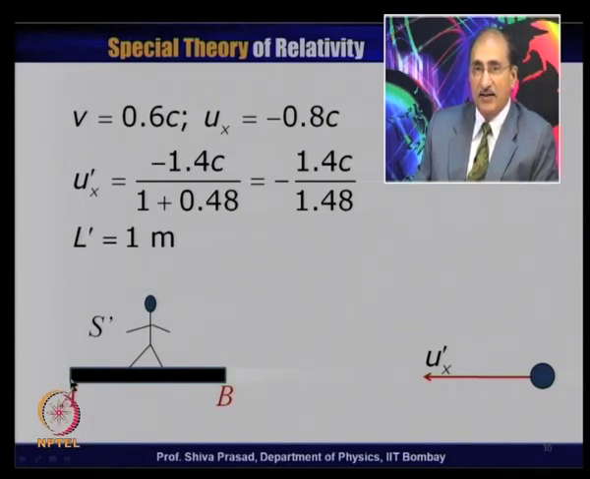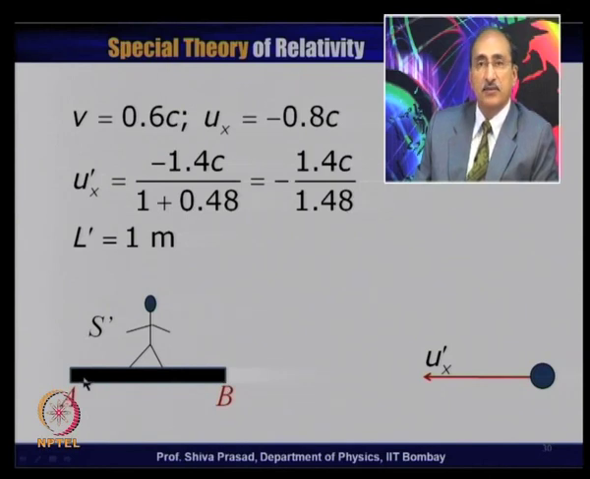We have already agreed that in this frame, the time interval is not proper. But if I have to calculate the time, how do I calculate the time? I know the speed of this particle in my frame. Remember, I have to be consistent in my frame. I have found out the speed of this particle as minus 1.4 divided by 1.48c.